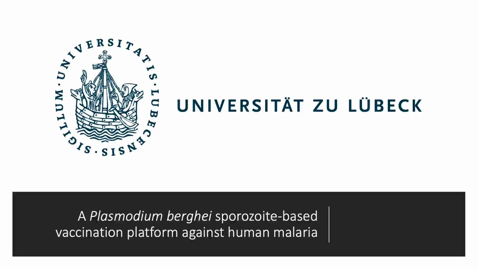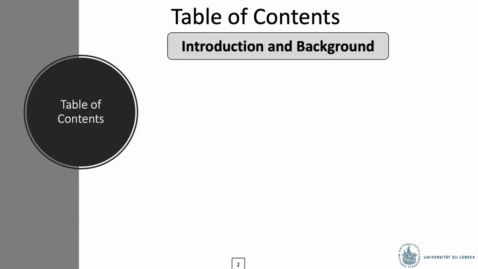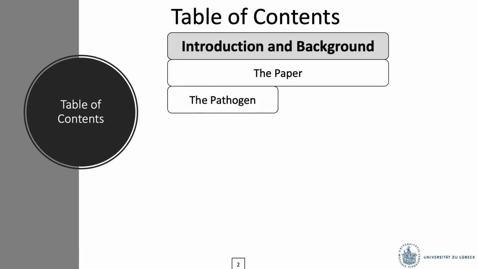Today I will talk about recent developments in the search for an effective vaccine against malaria. First, I will give an overview of the contents of this presentation. In the introduction, I will outline the scientists that contributed to the paper and give more details about the work in general, followed by a bit of general information on the pathogen, its life cycle, and the model systems which allowed the researchers to study the infection.